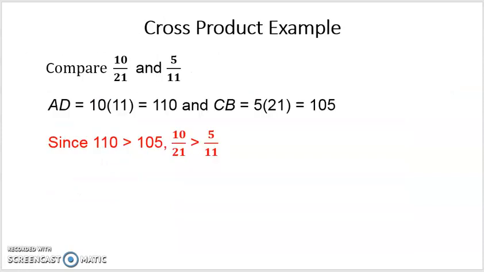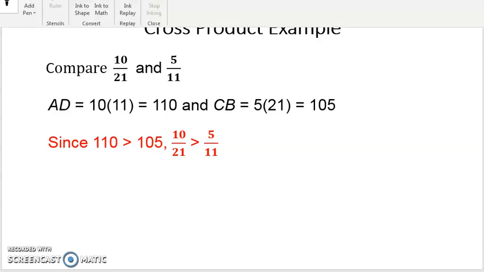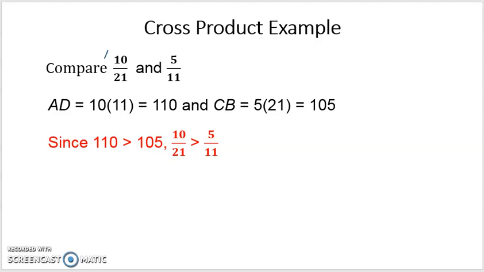Okay, oh my gosh, 10 over 21 and 5 over 11. Where have we seen those before? Well, you've got to keep track of what number is what. For the cross product strategy, here's my a over b, my c over d. We said that a times d would be 10 times 11. You've got to keep that number essentially on the same side, so a on the left. ad is 10 times 11, which is 110. c times b, 5 times 21, is 105.